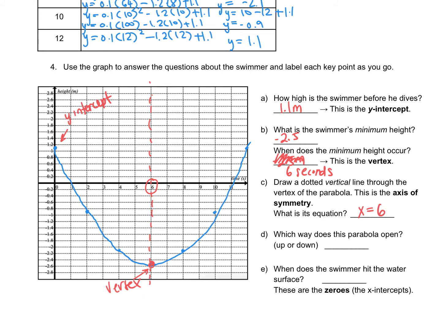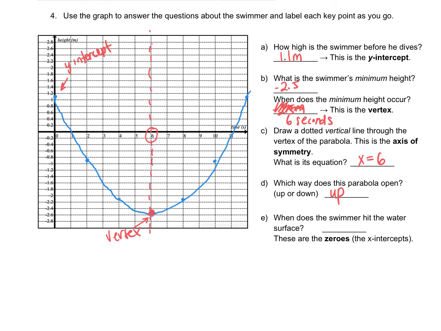Which way does this parabola open, up or down? So the opening at the top is upwards. So that means it will be up. And just as a little reference, this means up, this means down.